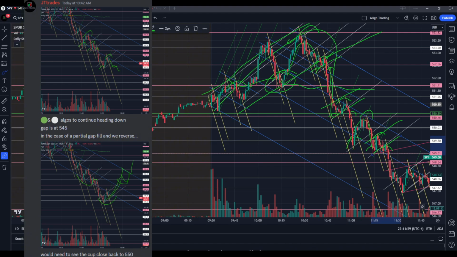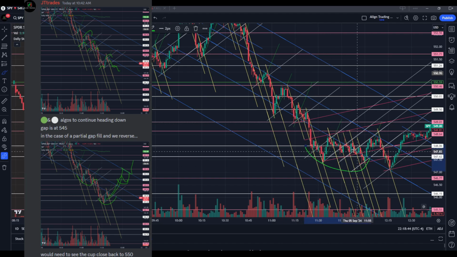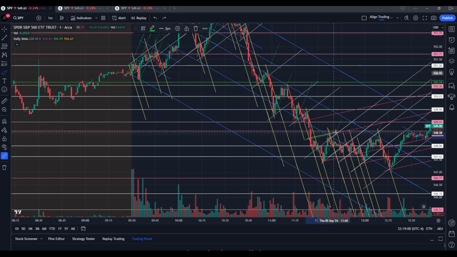So after this move down right here, I start to explain that if you are looking for a reversal, you do need to see us close this cup back at 550. And if that happens, then from there you can be looking for some sort of continuation to the upside. So it takes some time. We don't do this immediately, but you will see how it plays out in just a minute. But you can see right here that we are trying to form this flag still.